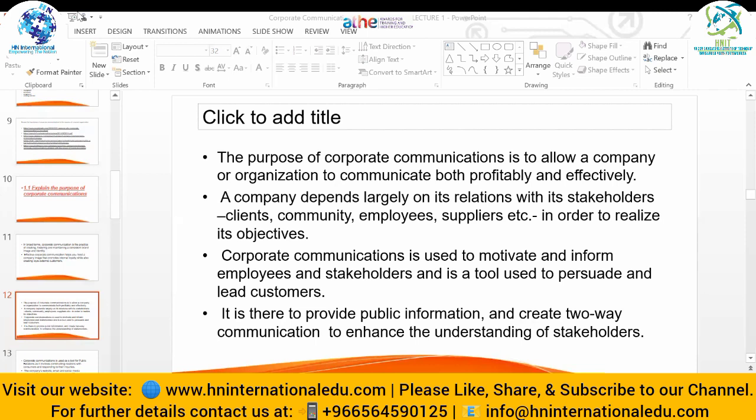It is there to provide public information and create two-way communication to enhance the understanding of the stakeholders. Obviously, when there is two-way communication going on from managers to employees, or stakeholders to the employees or lower management, the problems they are facing can be discussed in a very friendly manner. They can easily talk together and solve the problems and issues.